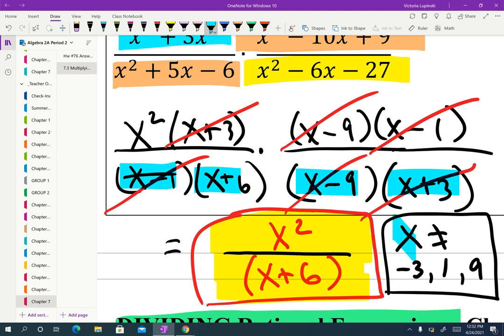We tend to list them from the smallest to the largest, but so long as you have them all in any order, that's really the most important part. Sorry, I should add my -6 there.